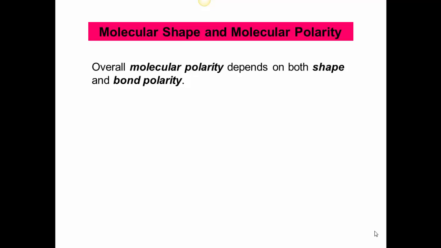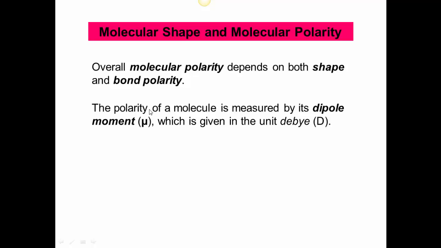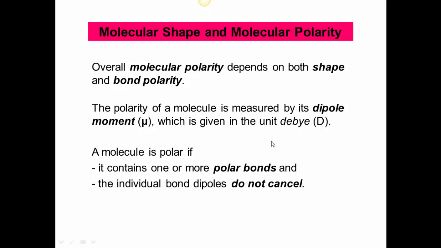We can use molecular shape to predict how polar a molecule is. Overall molecular polarity depends on both the shape and the bond polarity. It's really important that you understand that in order to figure out if a molecule is polar or not, we need to be able to determine its shape. The polarity of a molecule is usually measured by its dipole moment, which is given in units of debye. But in this class, we're going to mainly be thinking about it qualitatively.